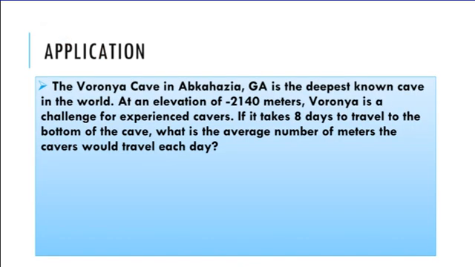Take a look at an application. The Veronia Cave in Abkhazia, Georgia is the deepest known cave in the world. At an elevation of negative 2,140 meters, Veronia is a challenge for experienced cavers. If it takes 8 days to travel to the bottom of the cave, what is the average number of meters the cavers would travel each day? So we take the total elevation, which is negative 2,140, and we have to divide that by 8 days to see what is the average number of meters somebody would have to travel.